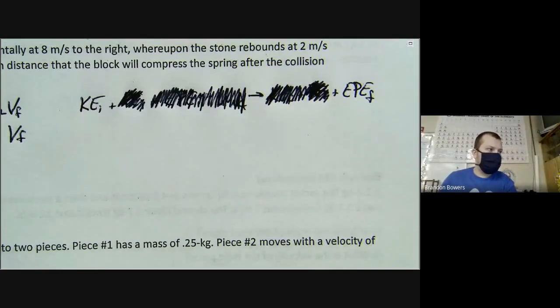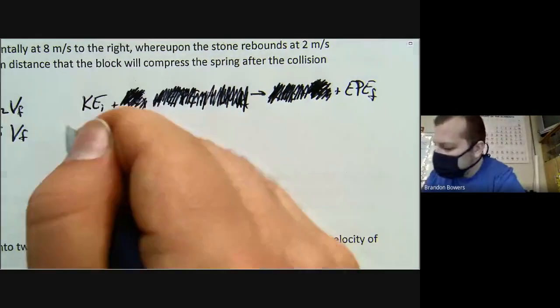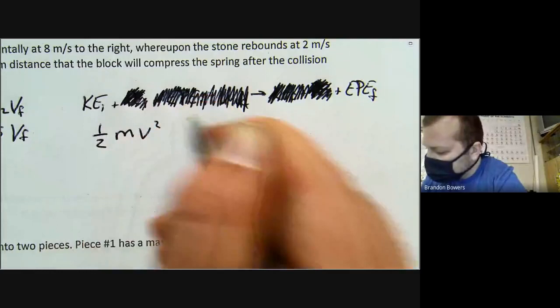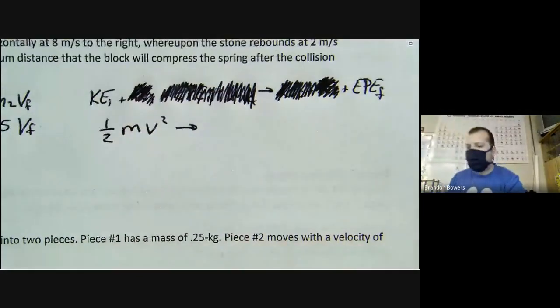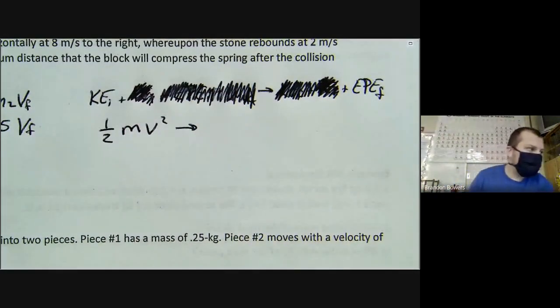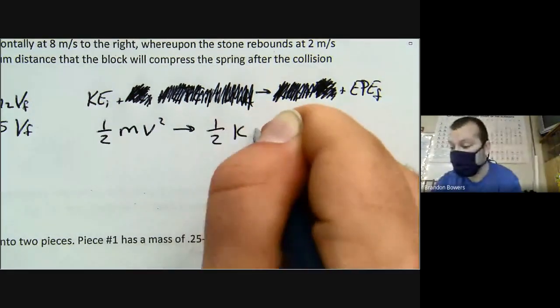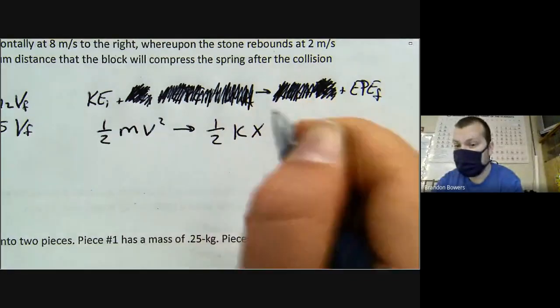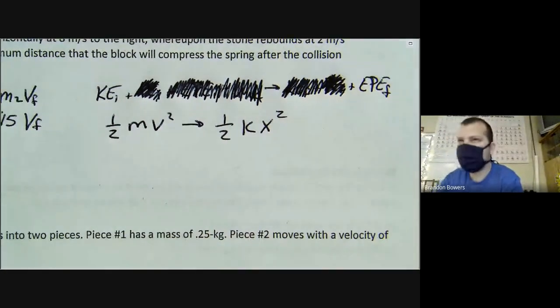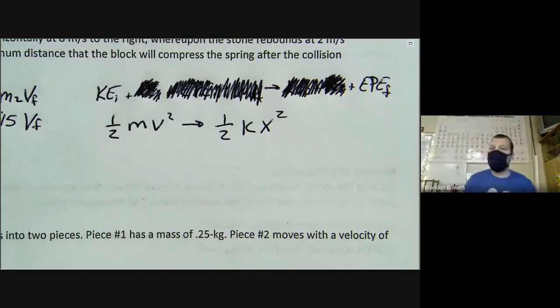So, what's my kinetic energy equation? 1/2 mass velocity squared. What's my elastic potential energy equation? No idea. Wait, hold on. 1/2 k x squared? Is that it? Am I close? No way. That was very impressive. I had no idea. So, if we look at these two equations, let's try it out.